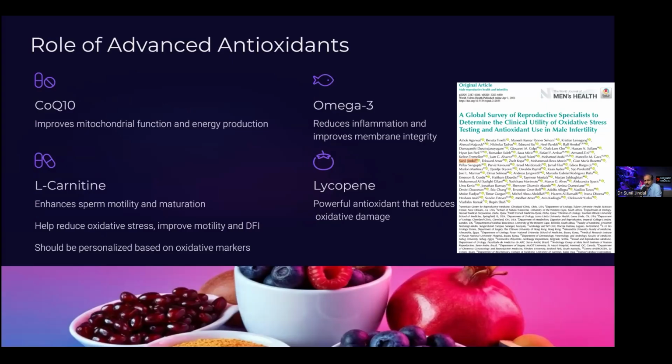Now, the role of antioxidants, see what happens is I'll tell you about these four. Coenzyme Q10 improves mitochondrial function and energy production. L-carnitine is the transporter of fatty acids to the mitochondria, and therefore it enhances sperm motility and maturation. You'll be surprised to know that the maximum level of carnitine is present in the testes and the epididymis. Next, omega-3 fatty acids reduce inflammation and improve membrane integrity. And lycopene, of course, is a powerful antioxidant that reduces oxidative damage.